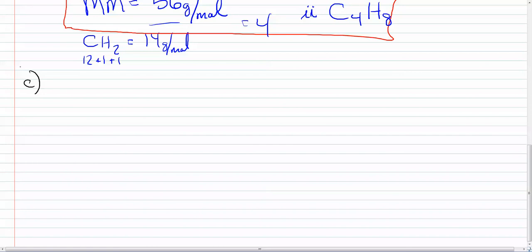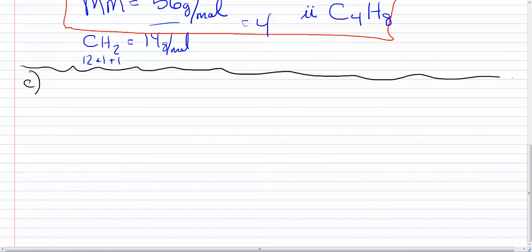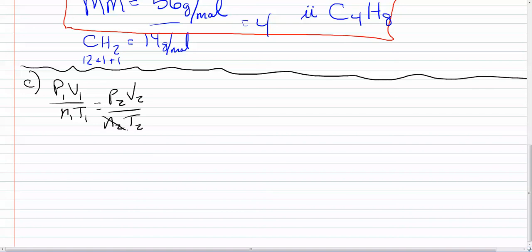All right, so part C. And remember, this is independent of part A and B, so we're kind of doing a new problem here. So combined gas law, P1V1 over N1T1 equals P2V2 over N2T2. Now we're not changing the number of moles, and we're not changing temperature. So we're really just looking at Boyle's law here.